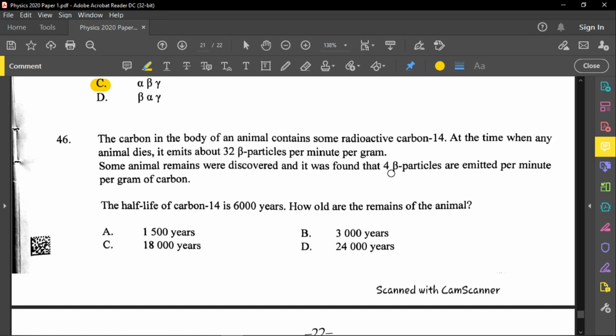At the point of discovery, it was 4 beta. So at the point of death, 32 beta. At the point of discovery, the remains have 4 beta particles. So what I want to look at here now is that the half-life for carbon-14 is 6,000 years. What they asked us to calculate is, if the half-life is this, how old are the remains. So we want to find out how old the remains of this animal are. So let's now work this out. First thing, let's put some numbers here. First thing is, we start off at 32 and it ends at 4, right?